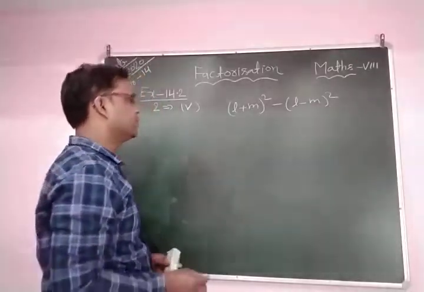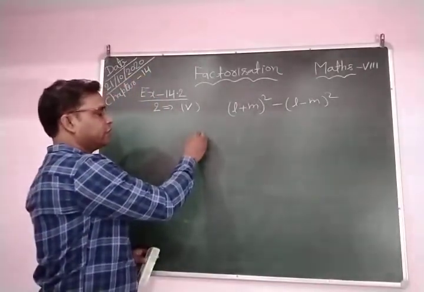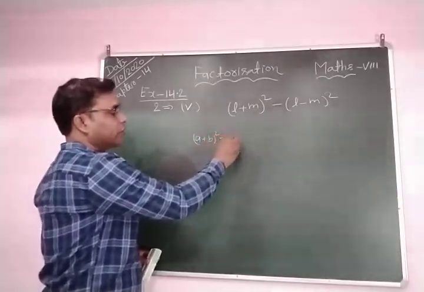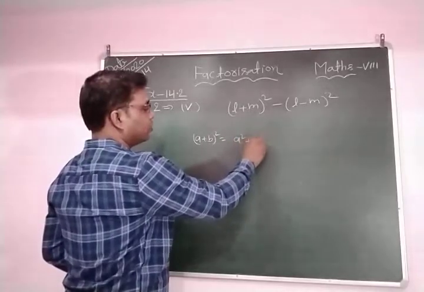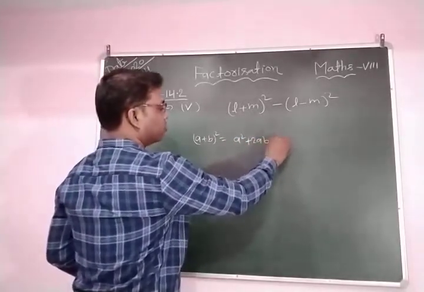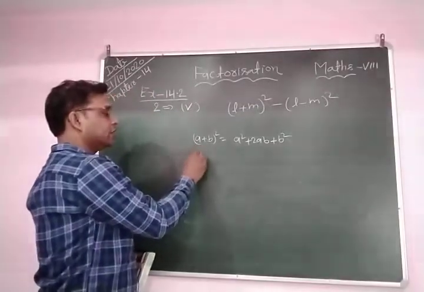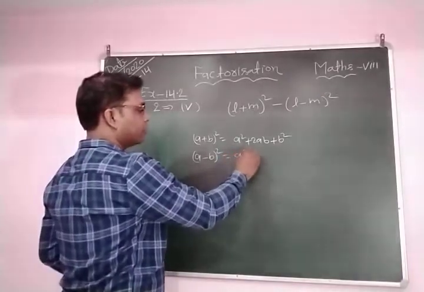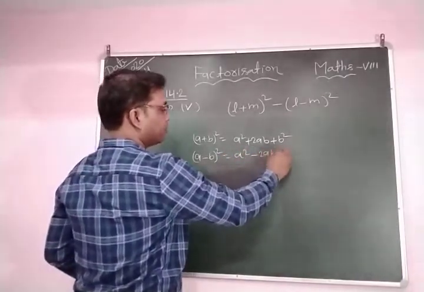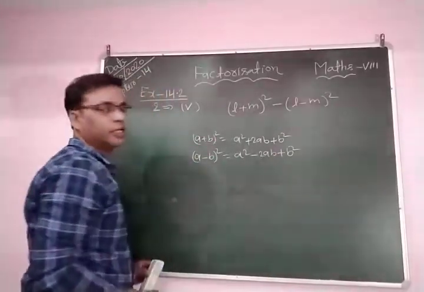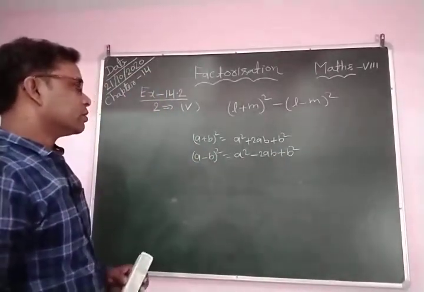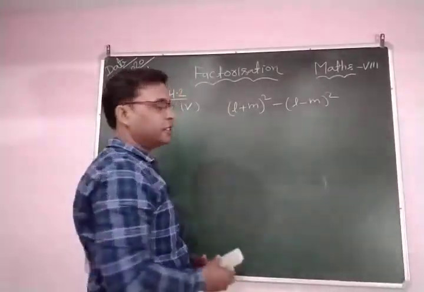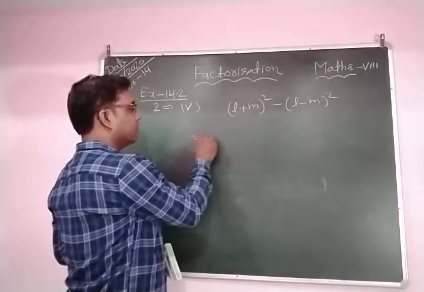If you use the first identity, what is the first identity? The first identity is (a plus b) whole square, which you can write as a square plus 2ab plus b square. And the second identity is (a minus b) whole square, which is equal to a square minus 2ab plus b square. Clear?